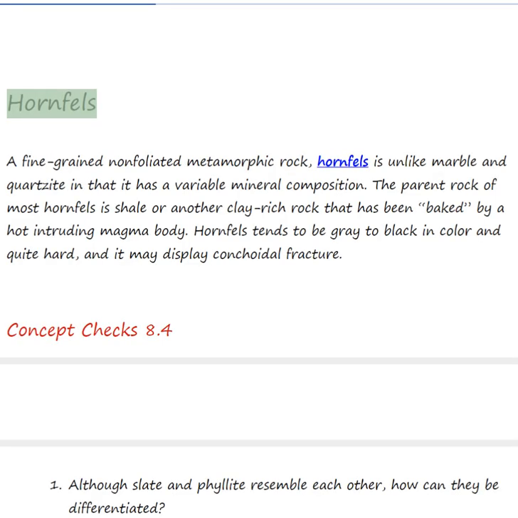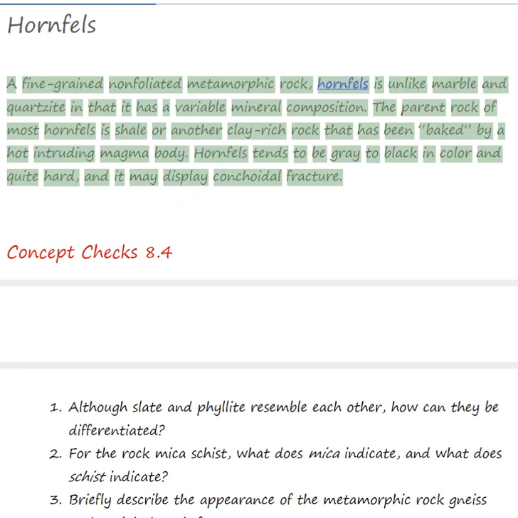Hornfels. A fine-grained non-foliated metamorphic rock, hornfels is unlike marble and quartzite in that it has a variable mineral composition. The parent rock of most hornfels is shale or another clay-rich rock that has been baked by a hot intruding magma body. Hornfels tends to be gray to black in color and quite hard, and it may display conchoidal fracture.